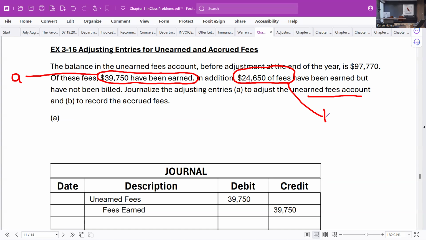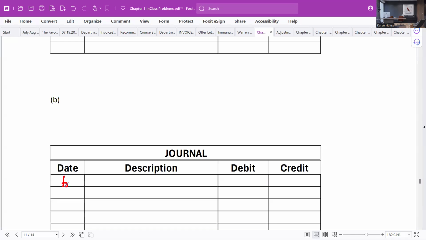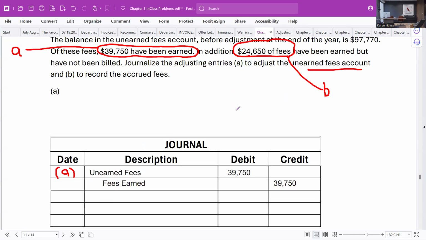So A is fees that we've earned that were initially deferred to an unearned revenue account, right? So the balance in the unearned fees account before adjustment is 97,770. And of these fees, so we're talking about this unearned account, 39,750 have been earned. So we've just done A here, right? We are recording those fees that were initially deferred, but now we've earned them. But then we get to B now, and in B, now we've got some fees that have been earned, but they haven't been billed yet.